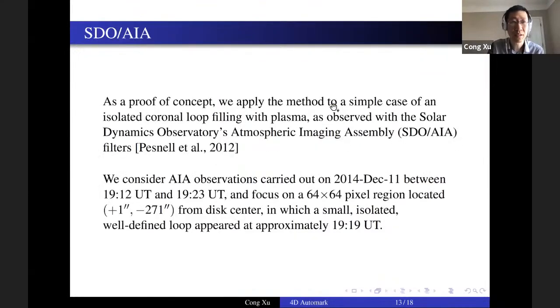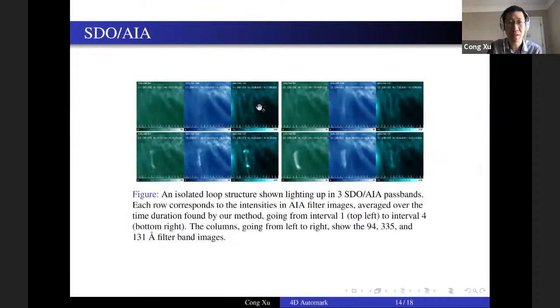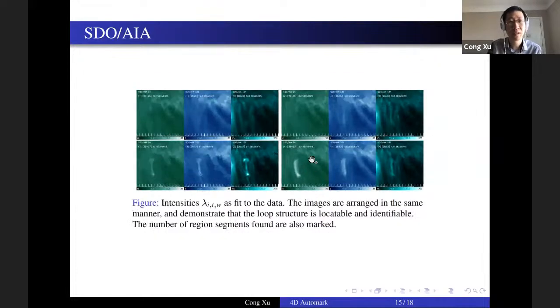So the second example is the SDO AI dataset. This one is the real images in 3 energy bands. So we can see that there is an object, and as time changes, the intensity of the object changes a lot. And this one is the fitted image segmentation in different time intervals. So we can see that it detects the boundary of this source, and also it estimates the Poisson intensity.